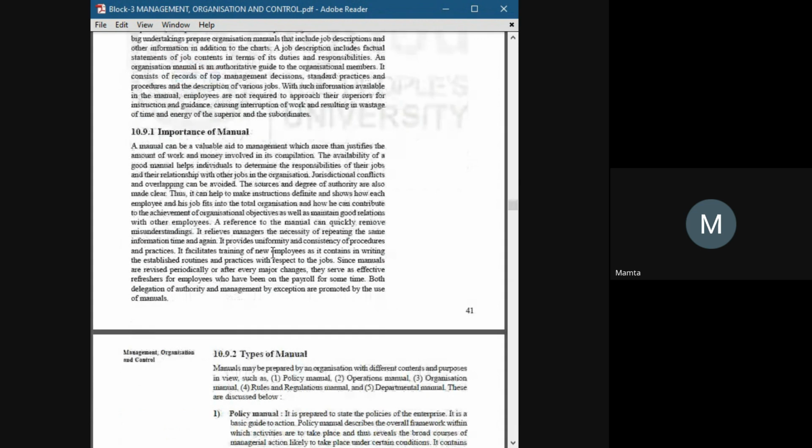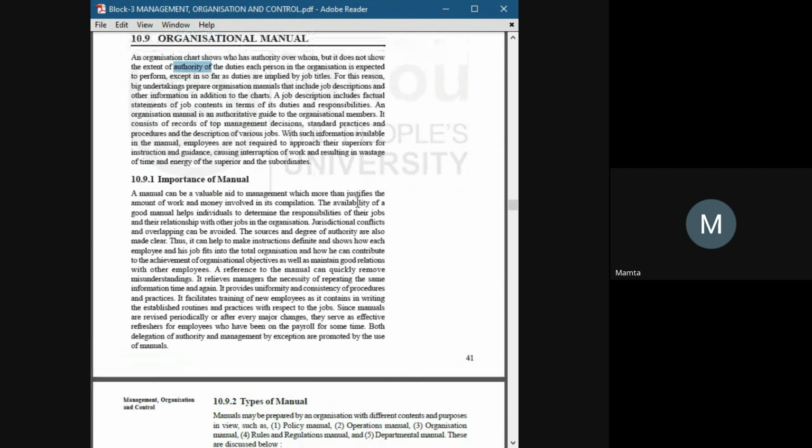And it is important for persons too because it will tell the employees to whom to report, to whom to listen, and for what misconduct to go to which place, and what are their rights. Everything is written in organizational manuals. With such information available in the manual, employees are not required to approach their superiors for instructions and guidance, because their duties and responsibilities are mentioned in their manual.